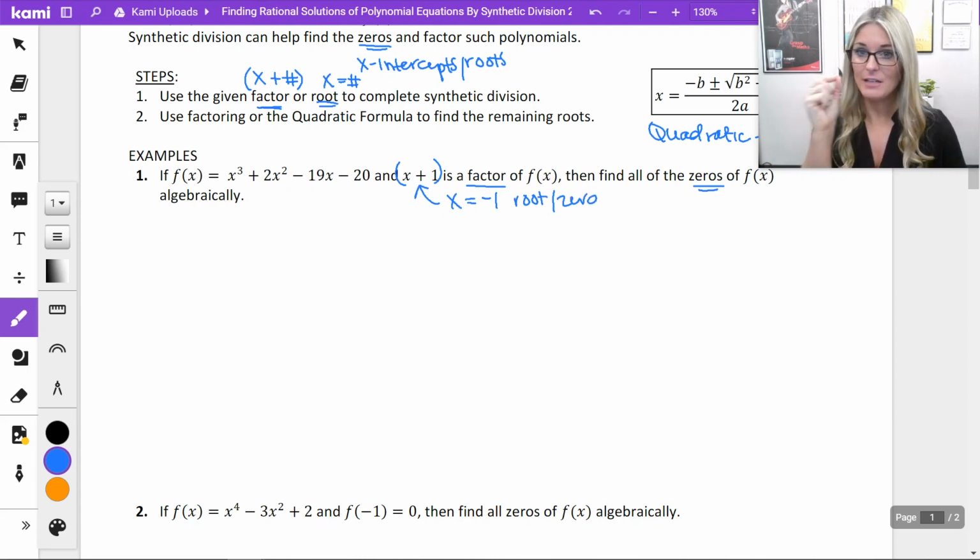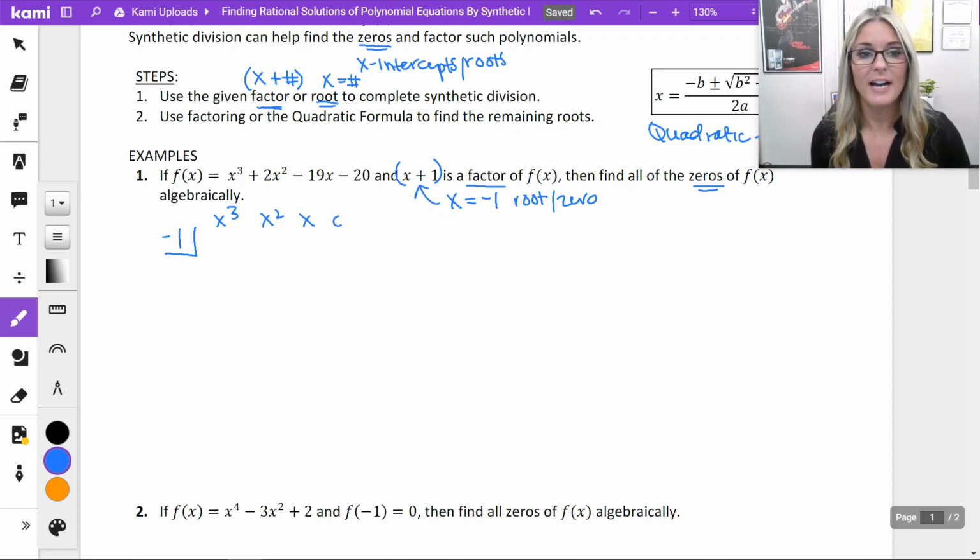Okay, so using negative 1, we plug that in for our synthetic division. I'm going to put that in my little box. I'm going to go ahead and label each of my terms here: x cubed, x squared, x, and constant, just making sure we don't have any missing terms to put zeros in. For x cubed, there's an understood 1, 2x squared, minus 19x, minus 20.